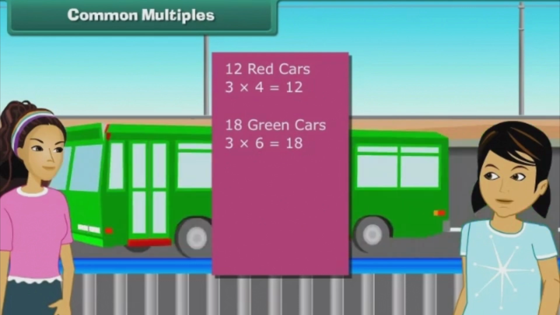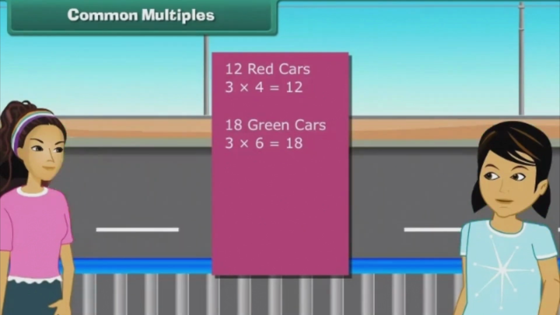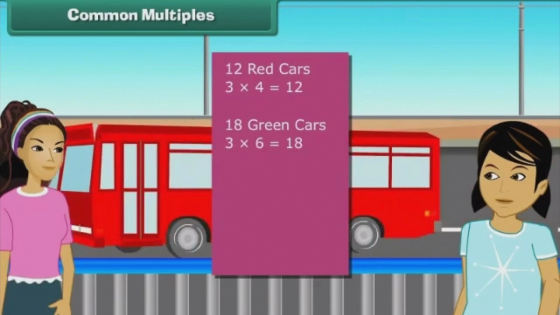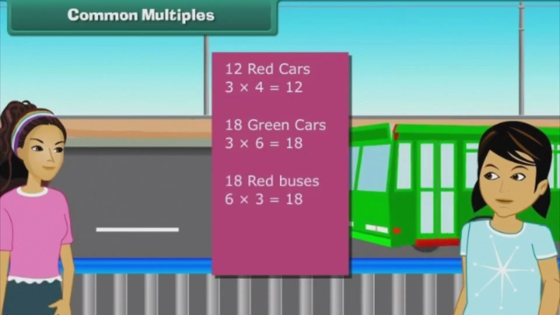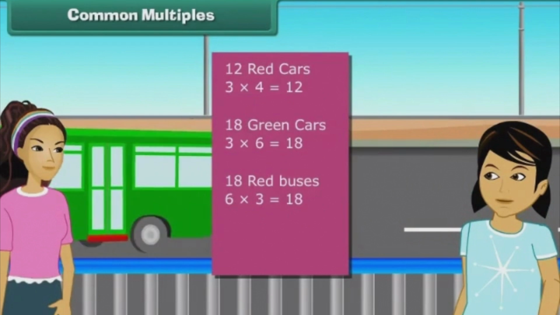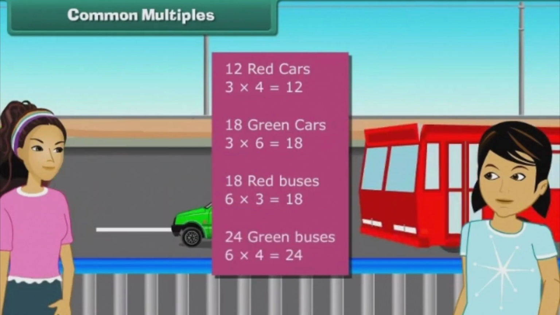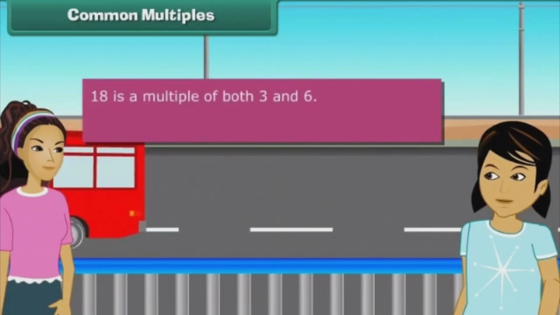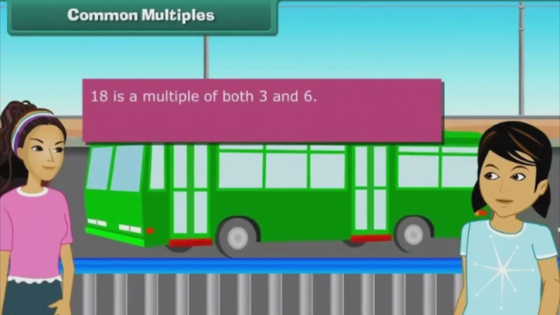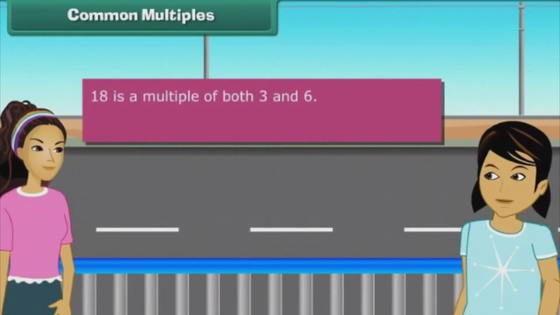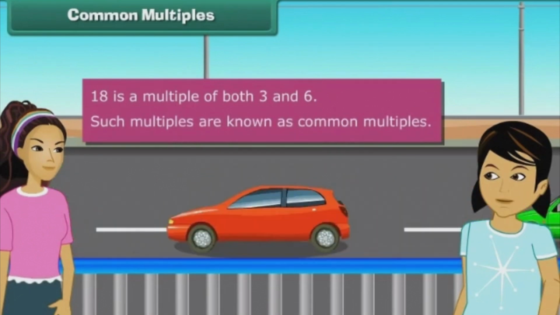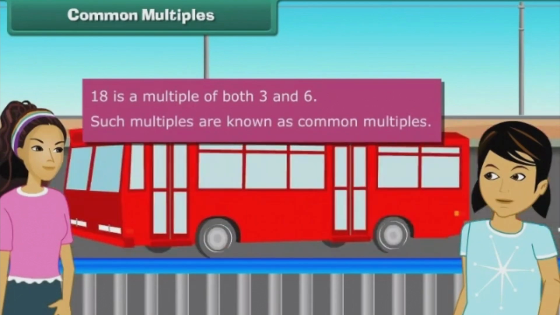Prerna observes 18 red buses and 24 green buses. She expresses them as 6 multiplied by 3 is equal to 18, 6 multiplied by 4 is equal to 24. 18 is a multiple of both 3 and 6. Such multiples are known as common multiples.